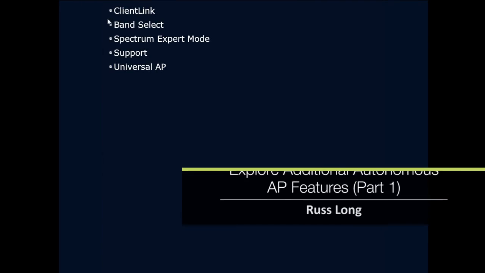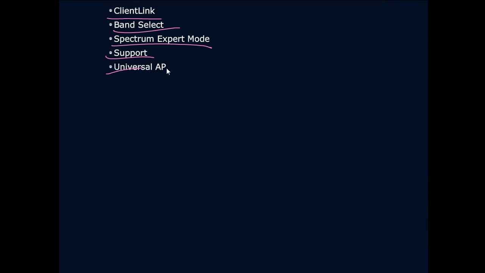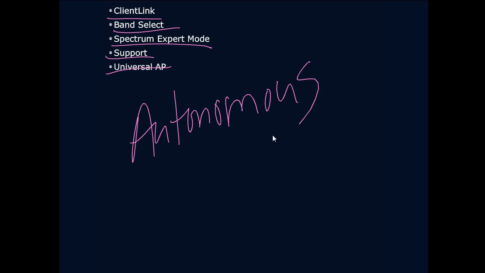So next up, we have our client link. We have band select. We have spectrum expert mode. We have support and universal AP access. So these are some of the additional features we have to talk about when we're doing, again, autonomous AP configuration. Just because you finished the wireless LAN doesn't mean you're out of the woods, folks. There's still a lot you have to do.